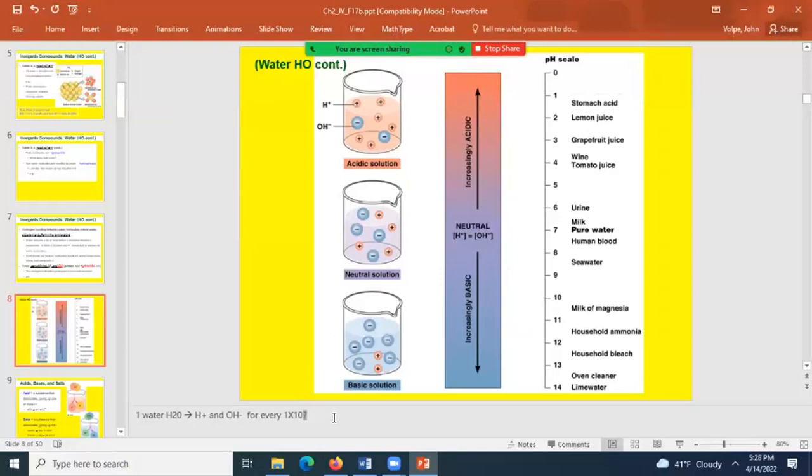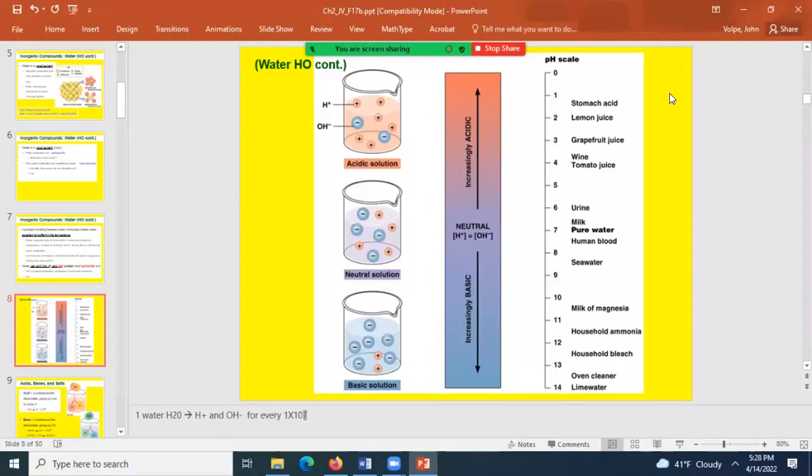Any questions about that? So that 7 actually means that there's 1 hydrogen ion for 10 to the 7th water molecules. And a pH 8 means there's 1 hydrogen ion for 10 to the 8th water molecules. And then pH 14, which is extremely basic, you would never come across that. Although oven cleaner is approaching it, it's about a pH 13.5. pH 14 means you have 1 hydrogen ion for 10 to the 14th water molecules.